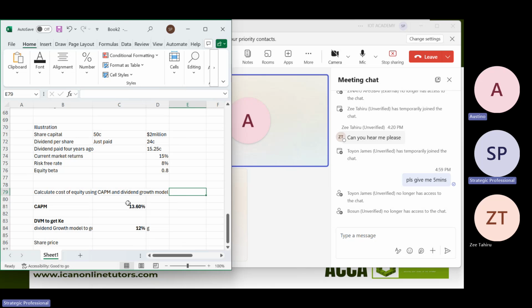You said the K was not given, right? Yeah. But don't forget, in this question, they've given us CAPM data to get your Ke. So we can use that. This is your Ke.